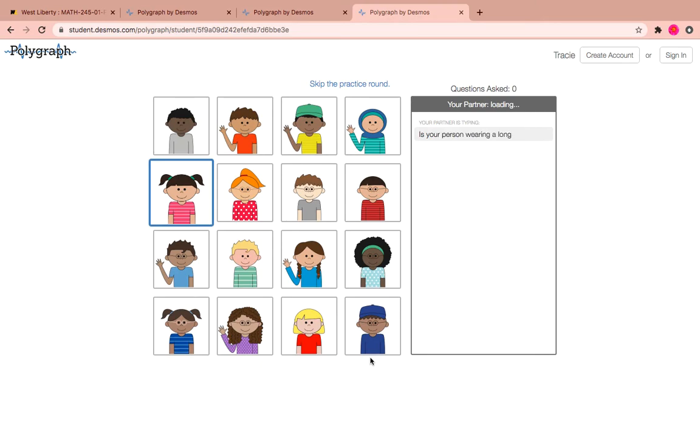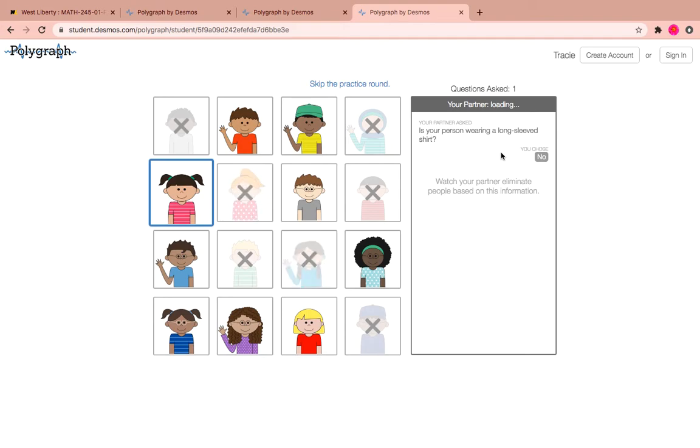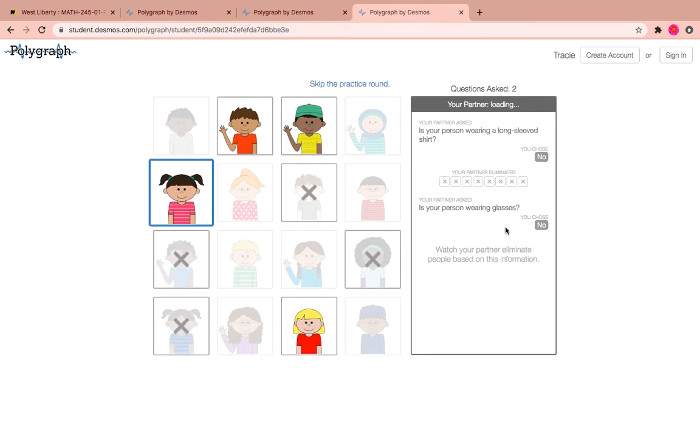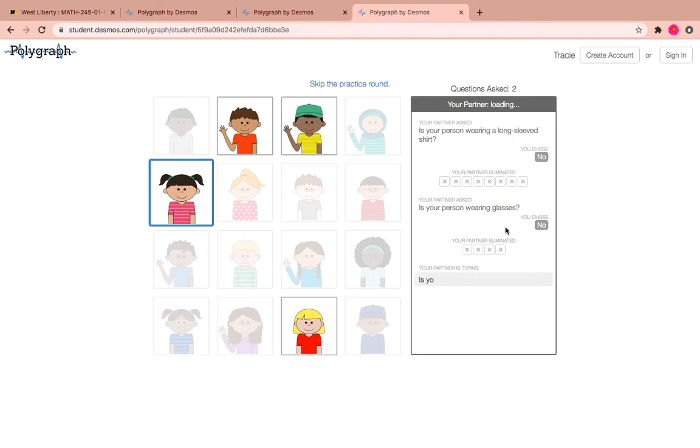These questions must be yes or no questions. They can't be open-ended, they can't need elaboration, they have to be yes or no. And then our partner is going to eliminate things based off of the answer to their question. Is your person wearing glasses? No. So go ahead, and we want to try to eliminate these and get our answer with as few questions as possible. This is not always the case, but if we're asking good, solid questions, it's pretty possible.